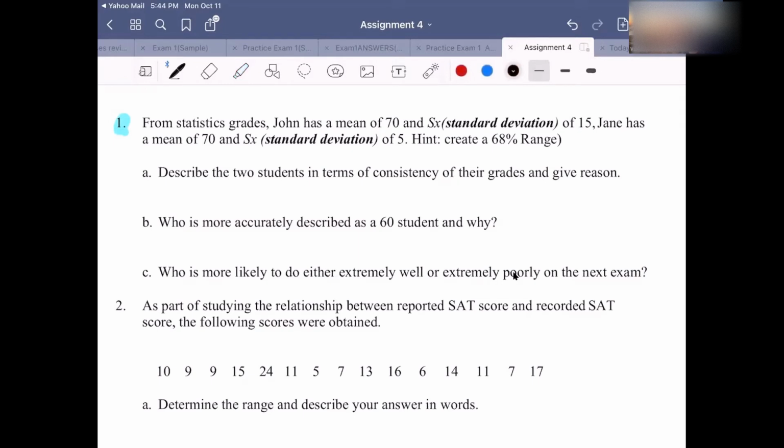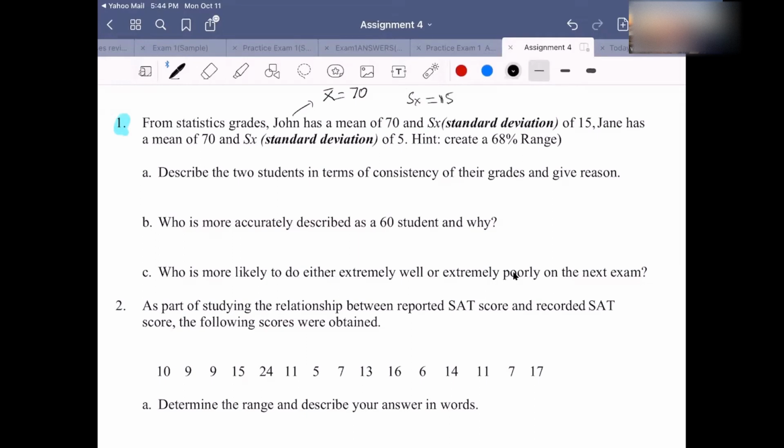So when you are given a problem, make sure that you write down what is given. Okay, so you can see that John has a mean of 70. So you can see that the mean is 70. Okay, and then the standard deviation is 15.